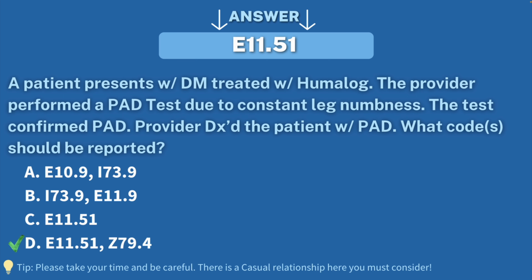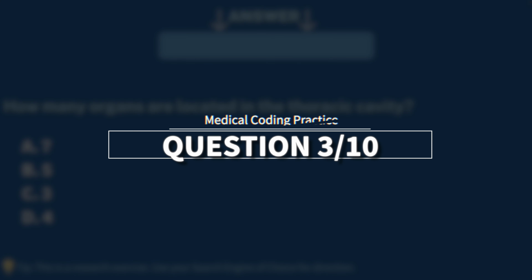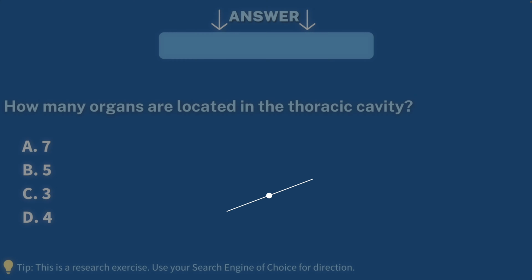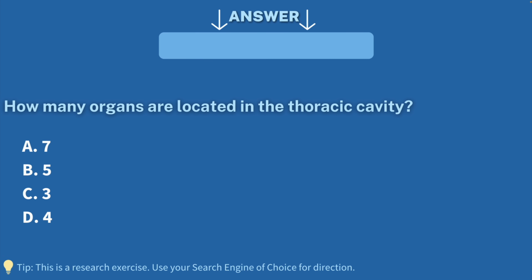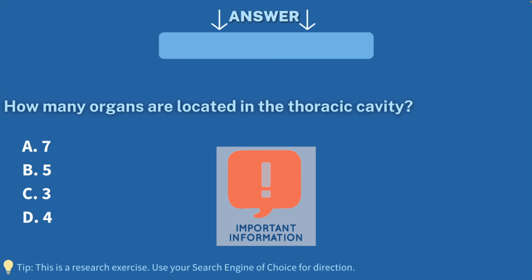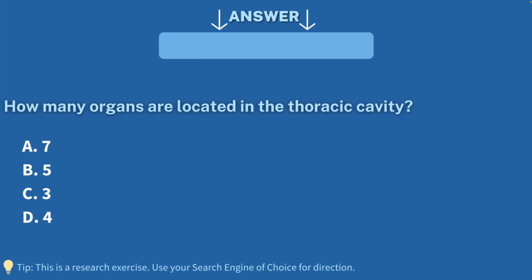Now let's move on to the next one. Okay, this is pretty easy. So how many organs are located in the thoracic cavity? Tip, this is a research exercise. Use your search engine of choice for direction. Go ahead and pause to find your answers, but we're going to go ahead and move along in the video for those who are following along.